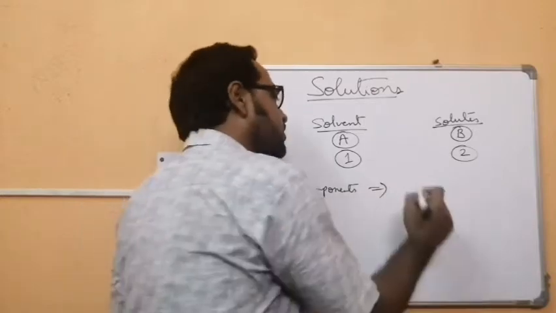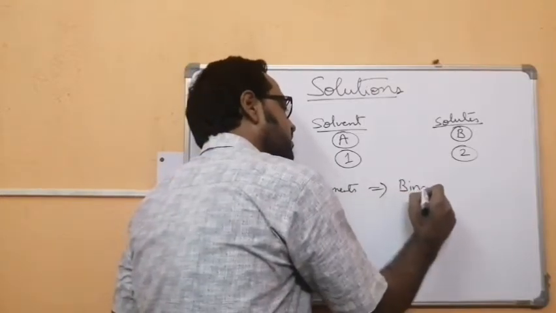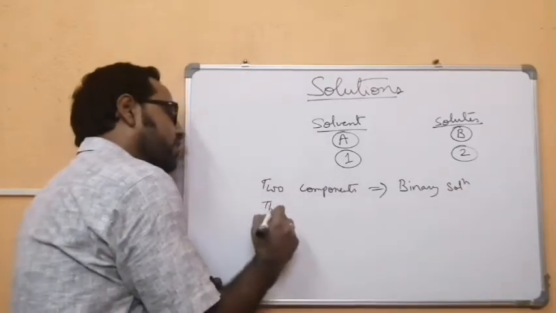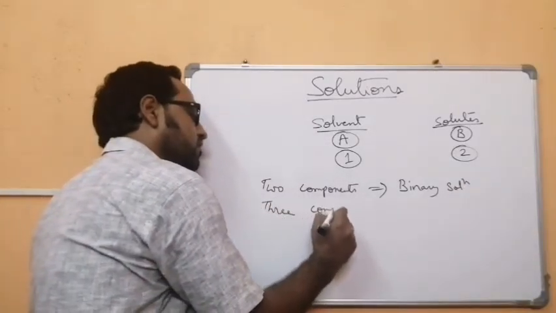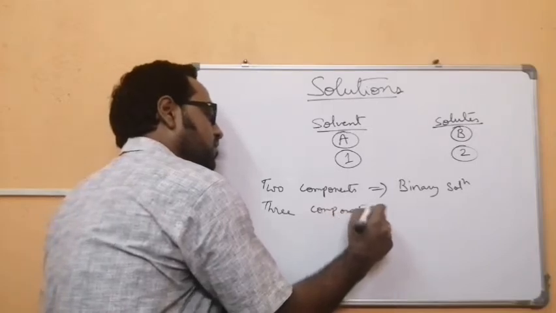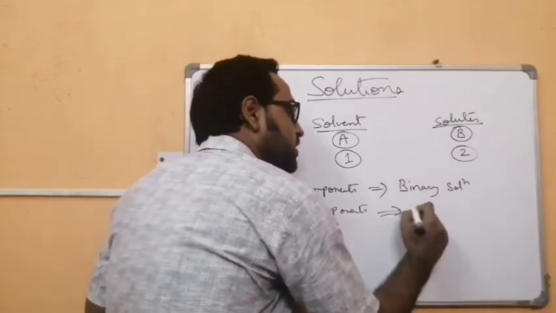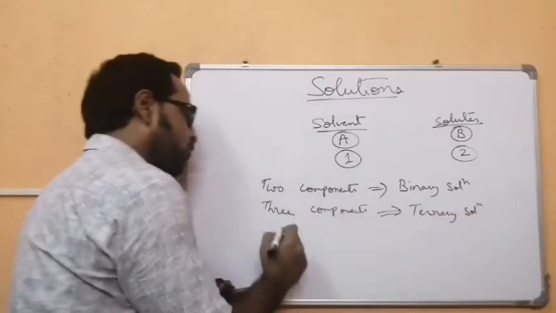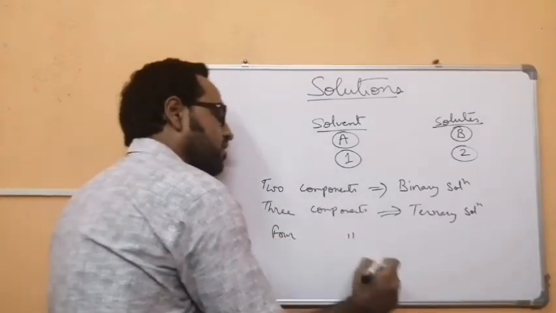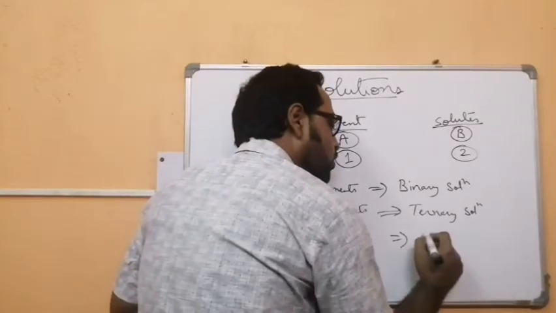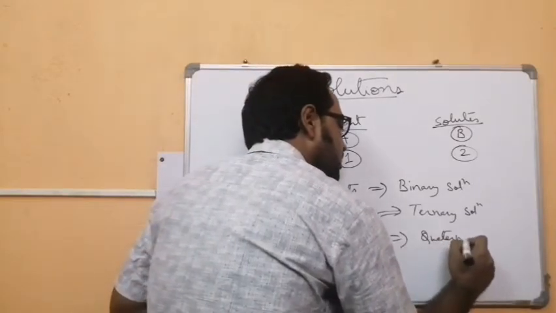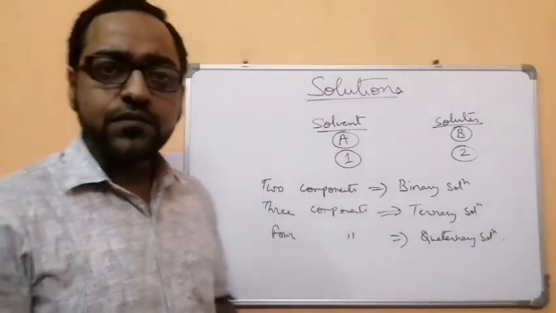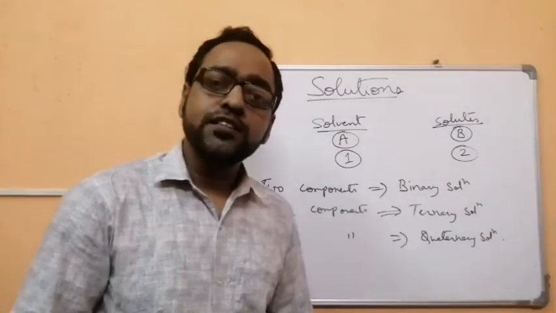Now if there are two components, the solution is called binary solution. If there are three components, the solution is called ternary solution. If four components, the solution is called quaternary solution.